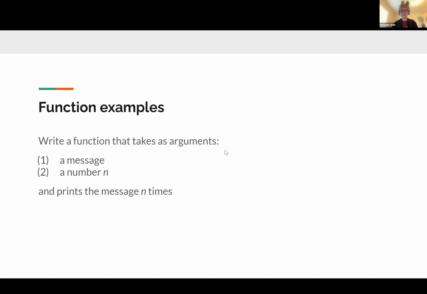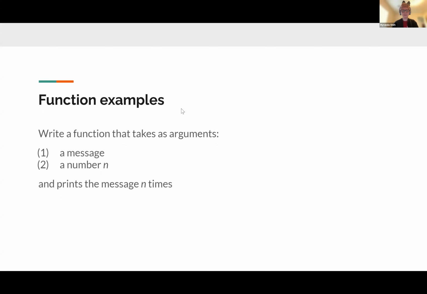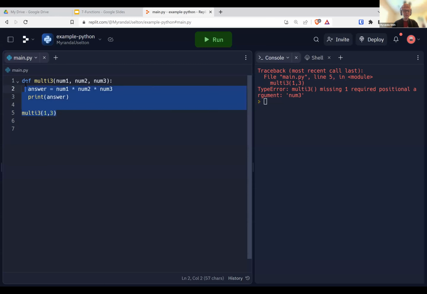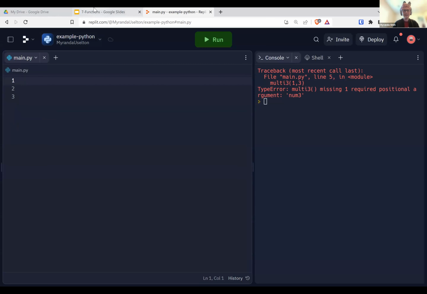All right, let's try this one together. Okay, so back over here. So we want to get a message and a number. So I'm going to say define. I'm going to call mine print_message. I'm going to have a message argument and n, the number of times I want it to print. Don't forget that colon.